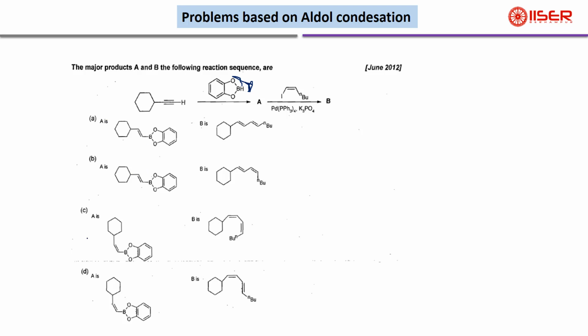So the product will be between A or B. C and D are cut because hydroborations are always seen in syn manner. So here the boron is attached on one side, hydrogen is attached on one side. In the next step they are giving this alkene iodide, so it is a Suzuki coupling type of reaction. Now what will be the product?